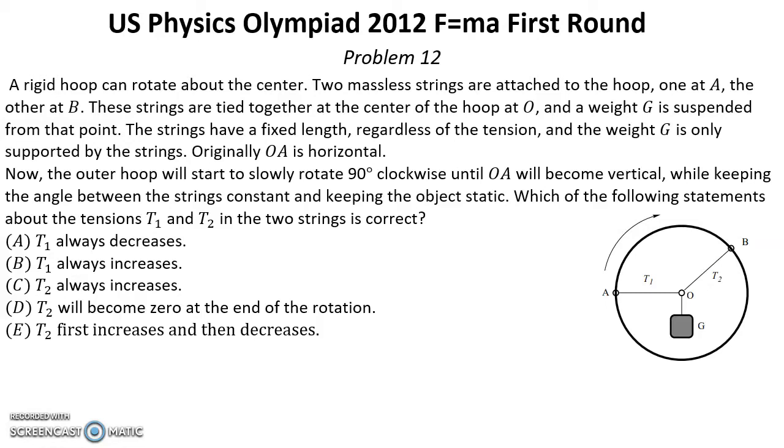Now the outer hoop will start to slowly rotate 90 degrees clockwise until OA will become vertical, while keeping the angle between the strings constant and keeping the object static. Which of the following statements about the tensions T1 and T2 in the two strings is correct?